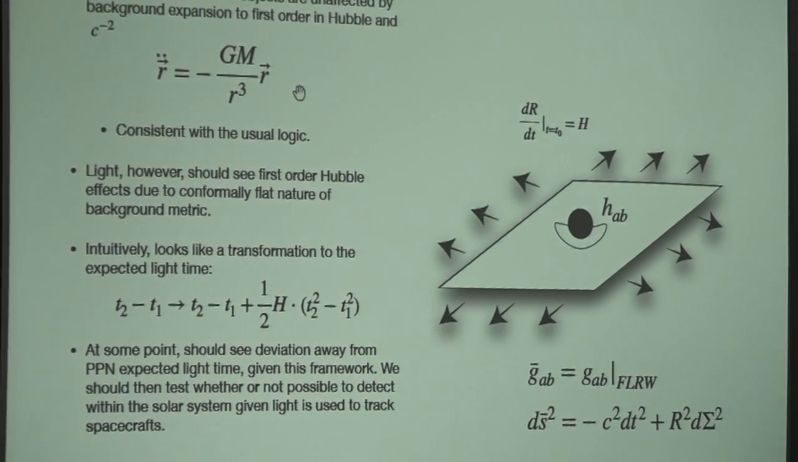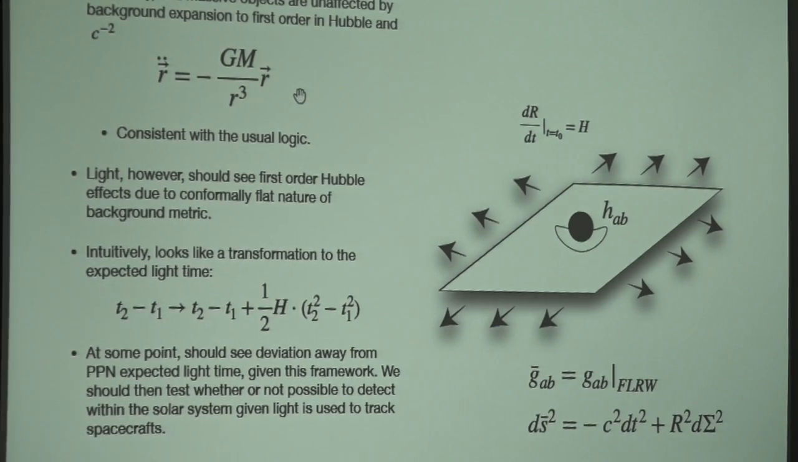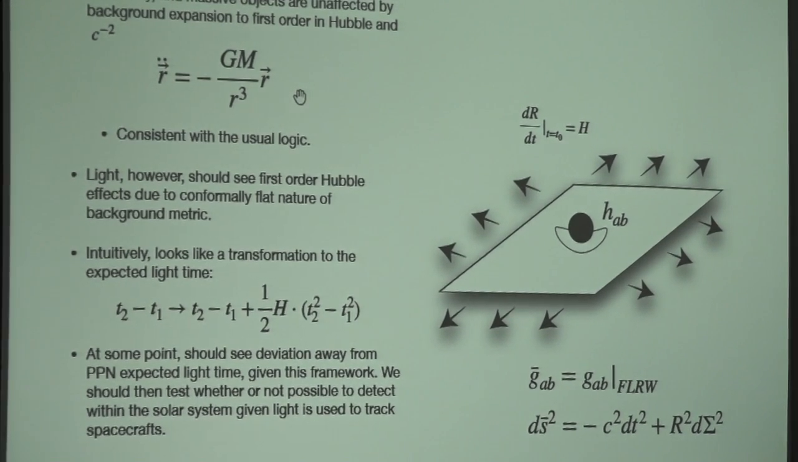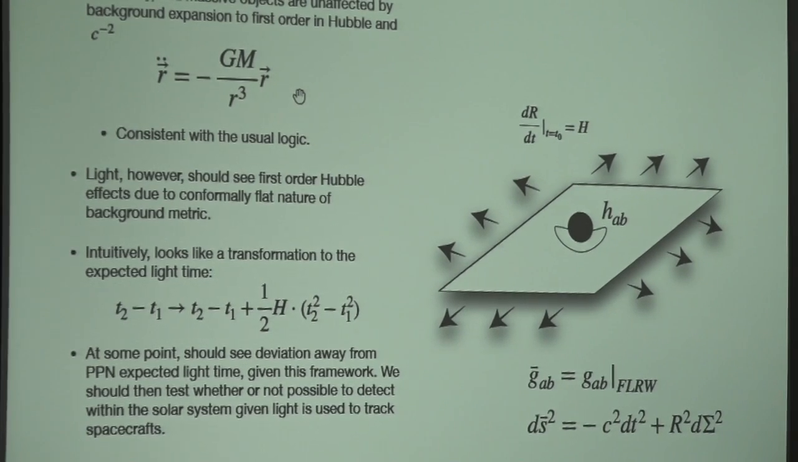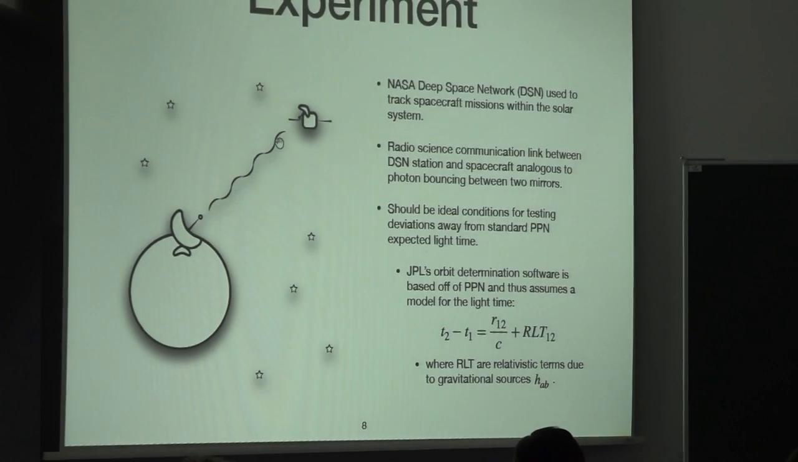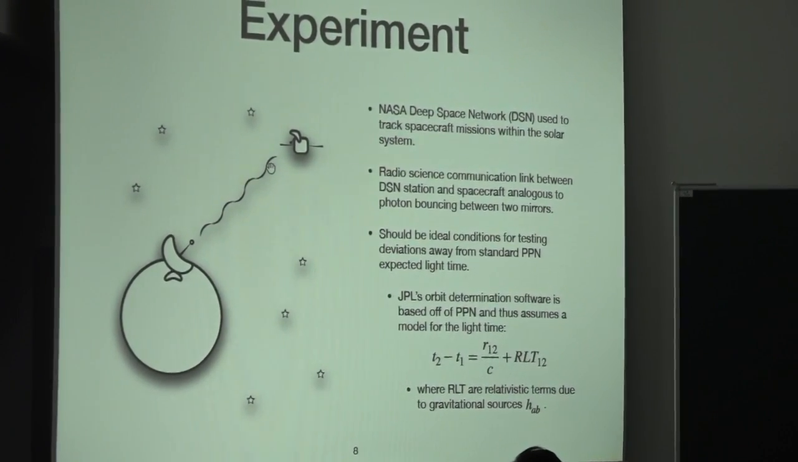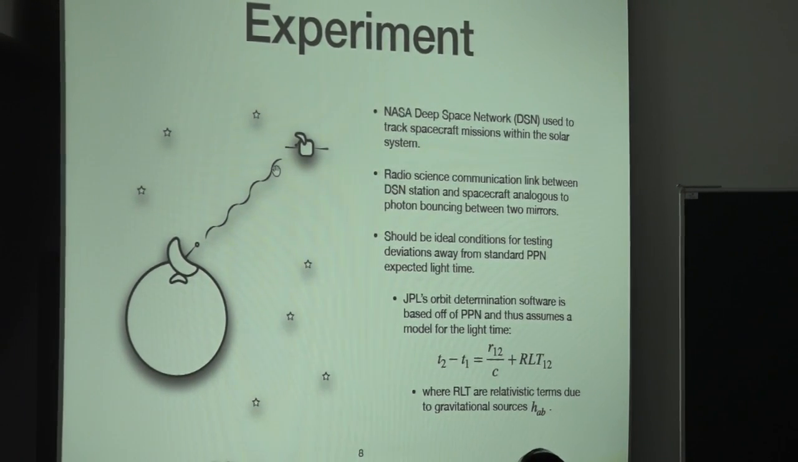So at some point, we should see deviation away from PPN expected light time, given Sergei's framework. So we should test this within the solar system, because why not? Given that we really don't have a local measurement of the Hubble constant, if Sergei's framework actually is true.